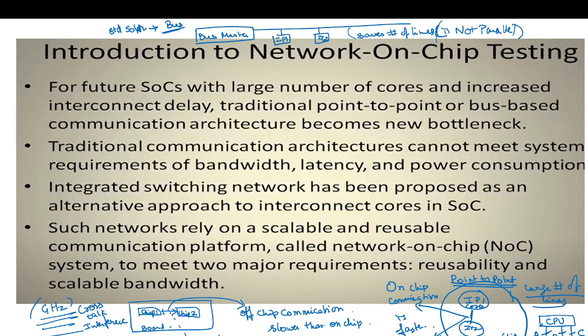So point to point requires a large number of signal lines, and the disadvantage of bus architecture is that we can't keep on adding more IPs. We can't go on adding more devices because we will increase the delay, since we are going to increase the R and C. So what is the solution? The solution is network on chip, which is NoC.